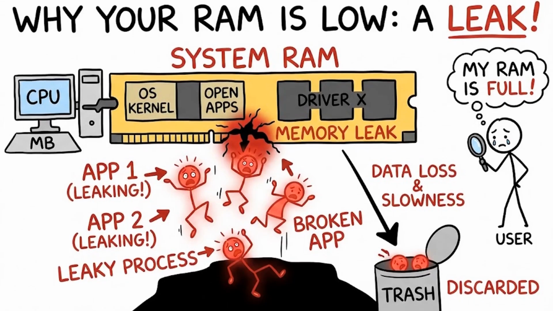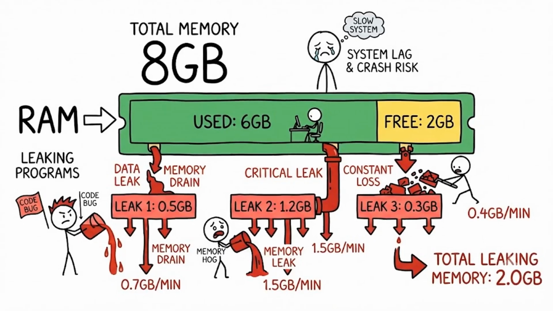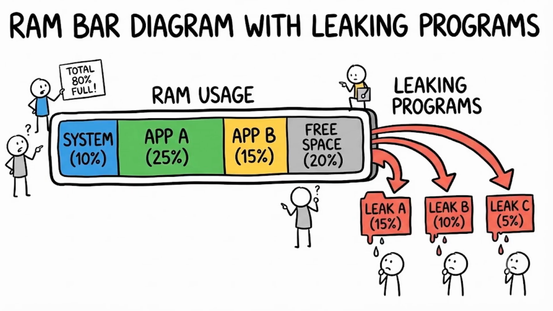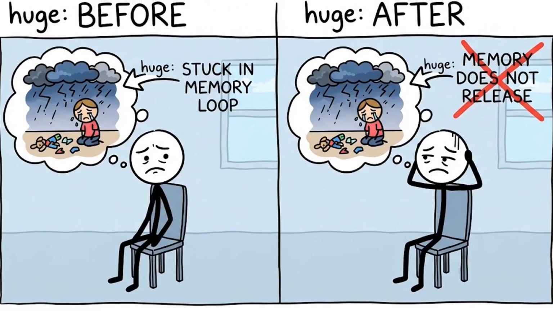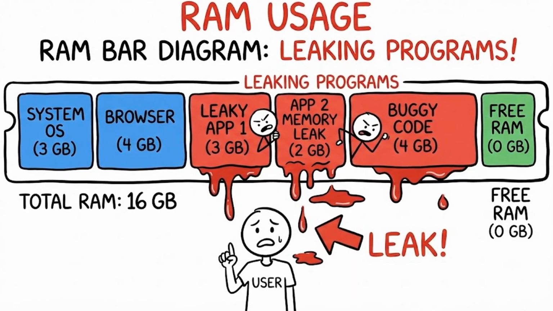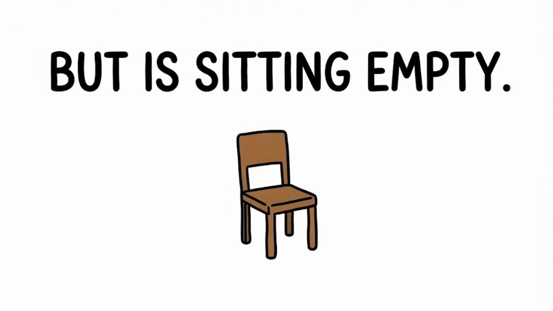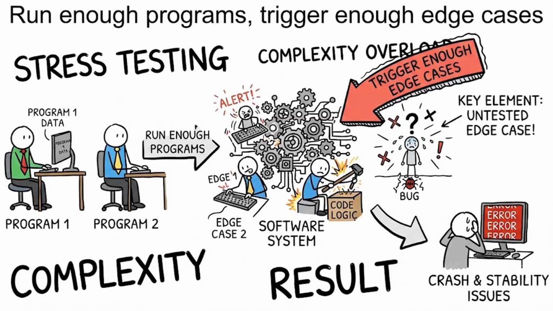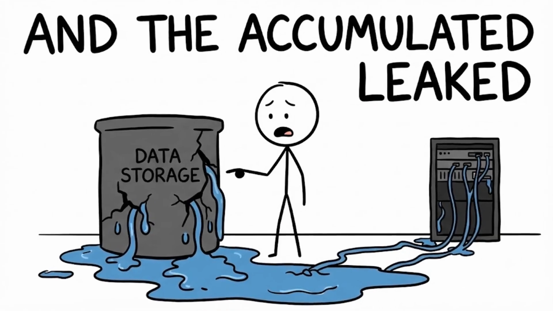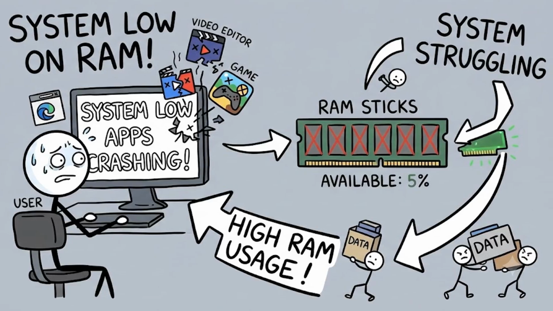A program requests memory, uses it, and then, because of a coding error, an unexpected sequence of events, or a conflict between two pieces of software that were never tested together, it does not release that memory when it is done. The memory sits there, occupied, allocated, but unused, like a parking space that has been reserved but is sitting empty. Run enough programs, trigger enough edge cases, leave the system on long enough, and the accumulated leaked memory can become significant. The system starts running low on available RAM.